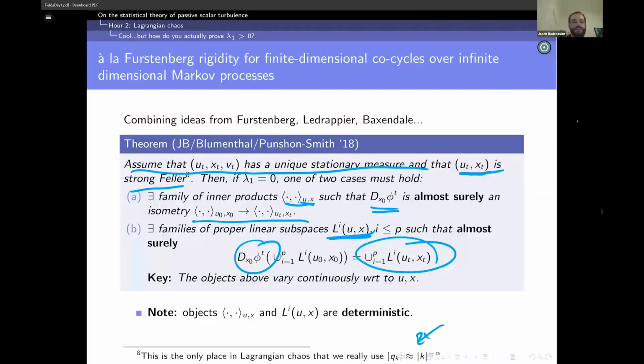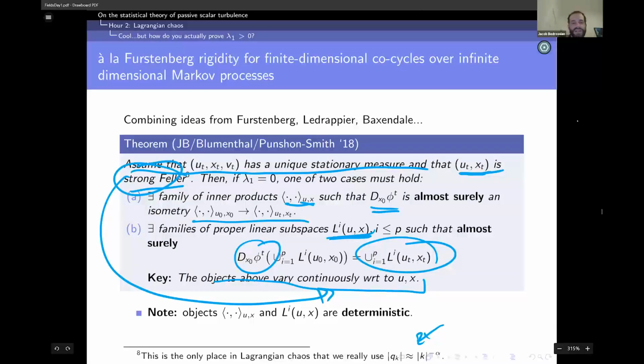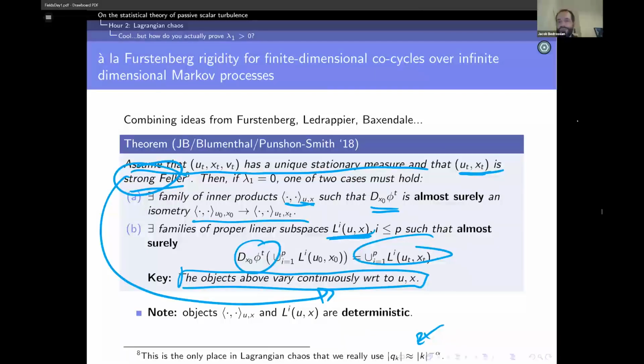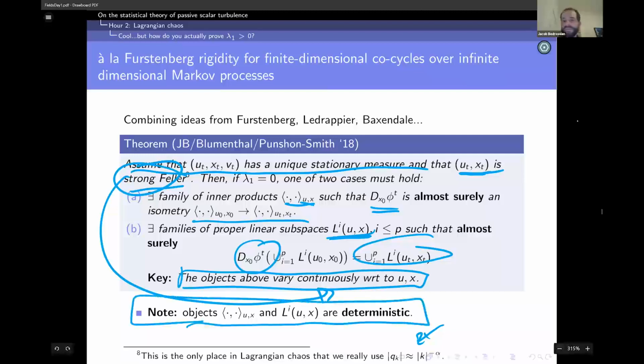And where strong Feller is used is actually to prove that they're continuously varying. So you can prove this theorem in some sense without the assumption of strong Feller, but you lose this continuous variation, which if you lose that, I have no idea how to use it to prove anything about Lagrangian chaos. So the key thing is that as complicated as these objects are, they are deterministic. These guys are deterministic, and these degeneracies are almost sure.